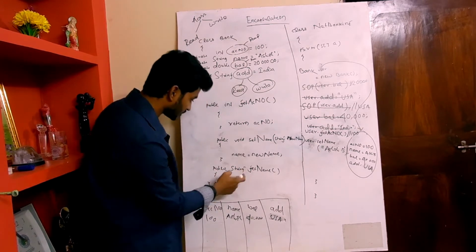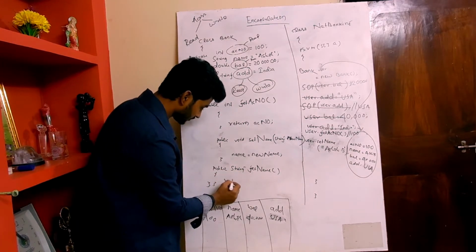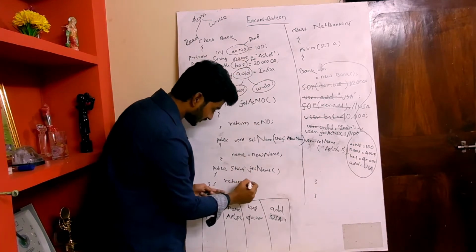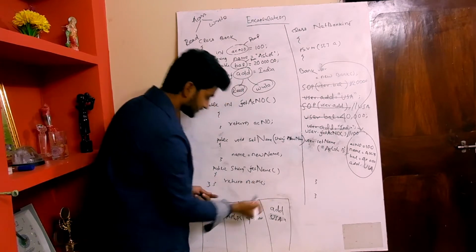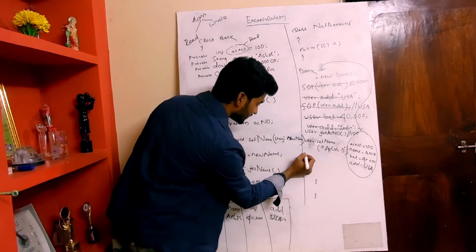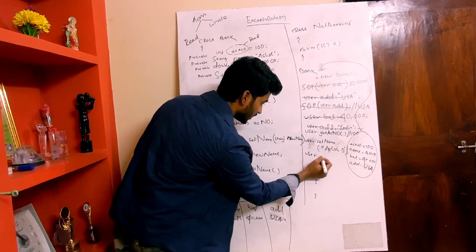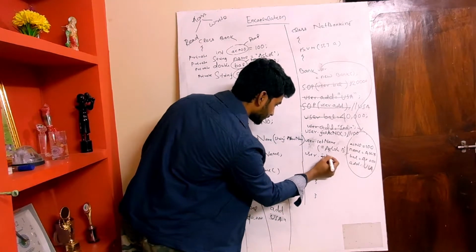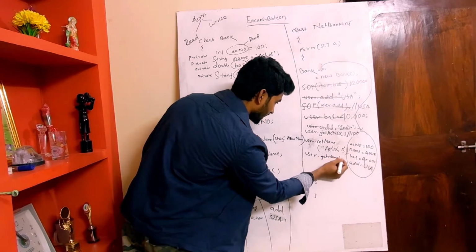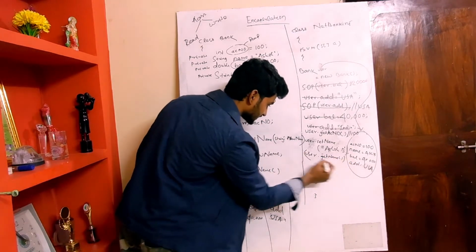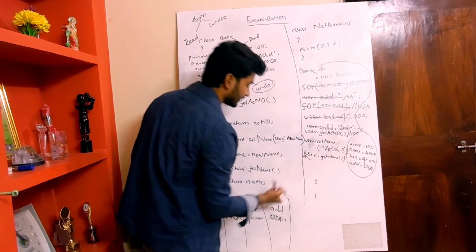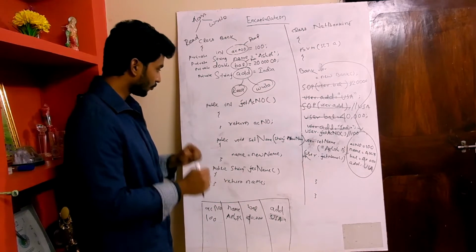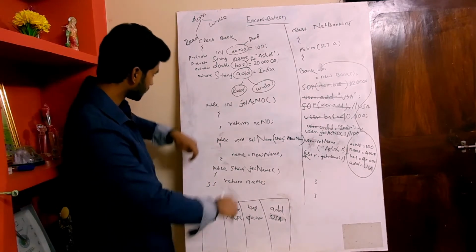What is the getName method going to return? This should return a string. Which string? This name. So return name. Simple, right? So somebody will do user.getName, and if he puts this inside System.out.println, then he'll get the name.